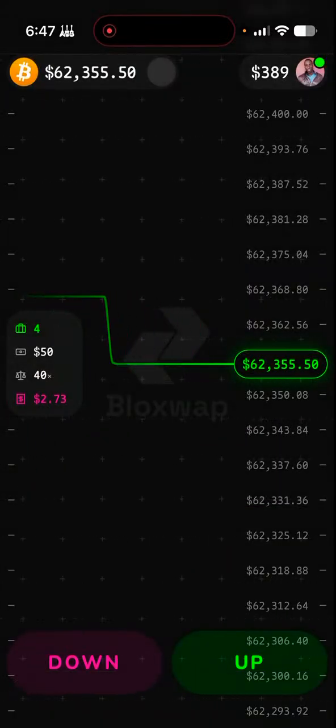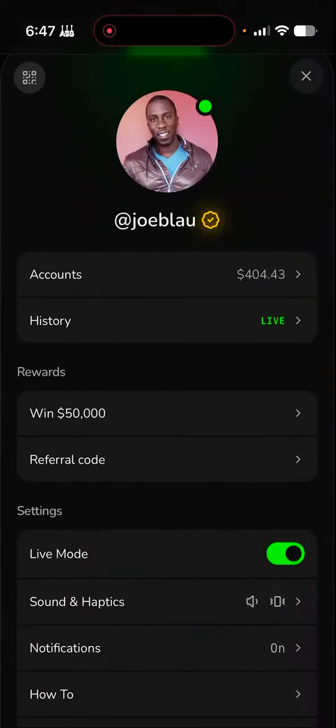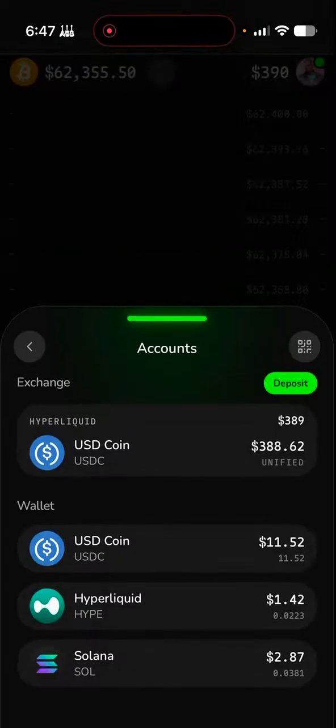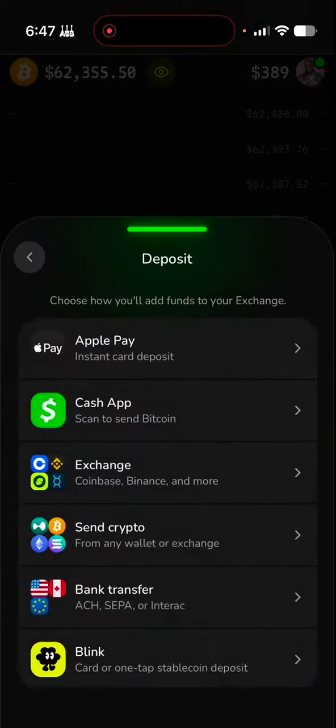Now, in the top right, you've got your profile. So this is me, Joe Blau. It's my same handle on Twitter. I think I'm actually logged in with my Twitter or my X account. And then you can see your accounts. So inside your accounts, you've got your Hyperliquid balances, and you can just deposit.